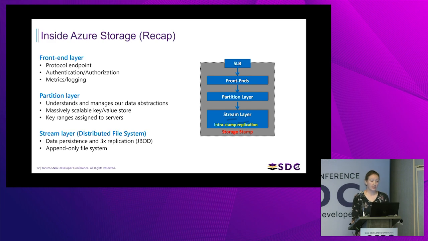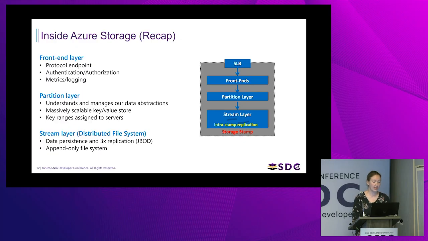The front end is completely stateless. That's our protocol endpoint. That's where, in this case, iSCSI is going to be hosted. REST is hosted there. It does authentication, it does authorization, and it does a lot of the metrics and logging. It does a whole bunch of other stuff as well. But for the purpose of this conversation, it covers that.